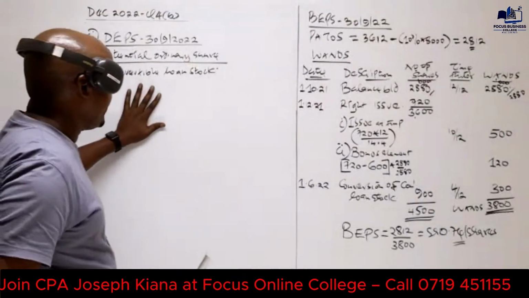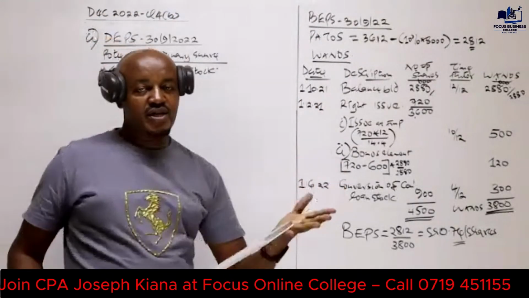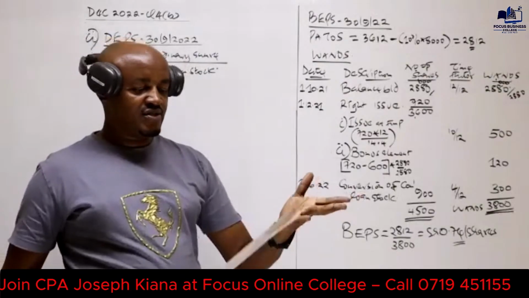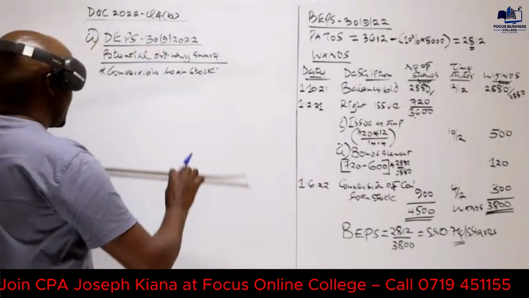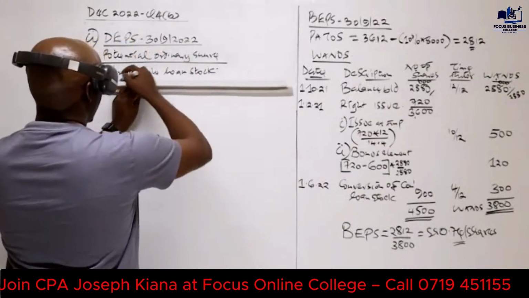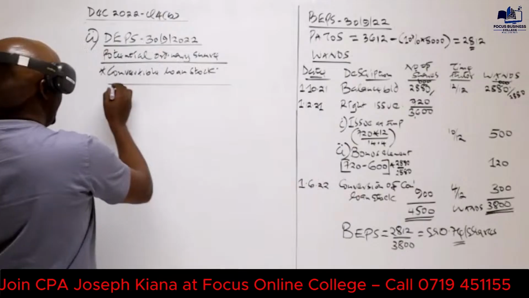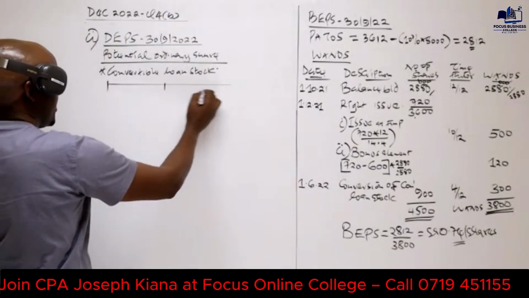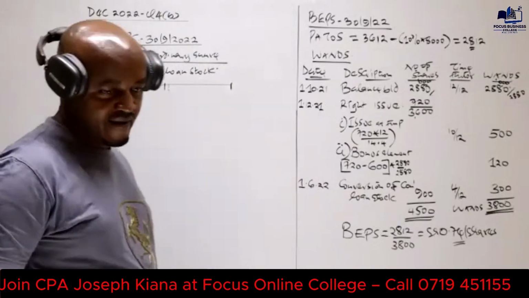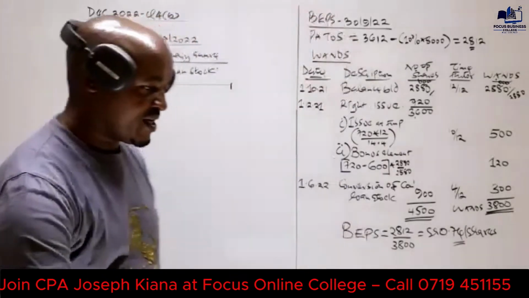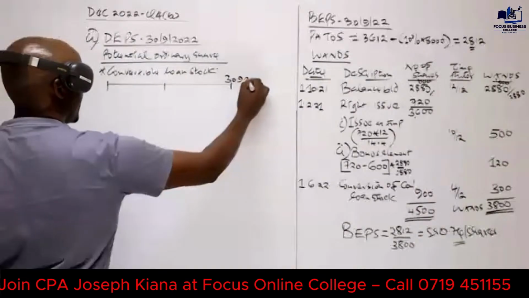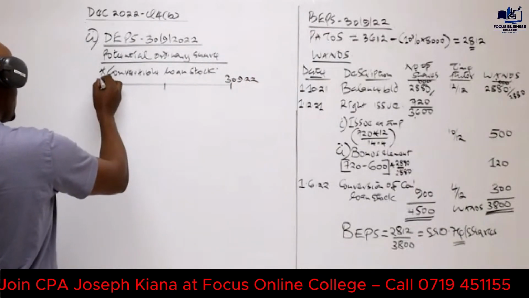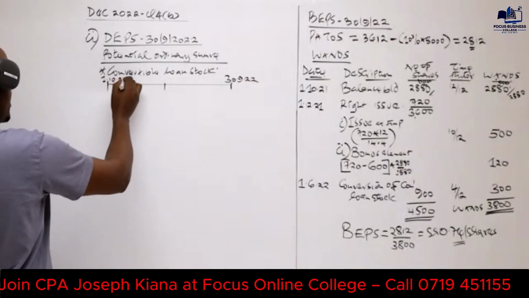Now, having identified that potential ordinary share, step 2 we said is we compute the increase in earnings, the increase in number of shares, and finally we compute the diluted earnings per share. But before we compute the increase in earnings and increase in number of shares, just like what we did in the other question, there is some information which we need to analyze here. Now, we know that this year was ending on 30th of September 2022. This year started, therefore, on 1st of October 2021.